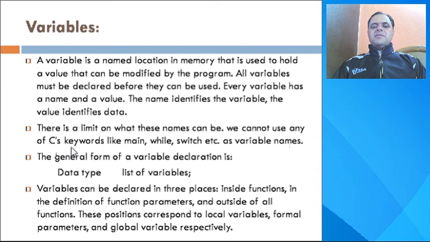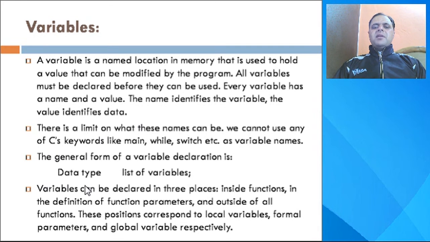We cannot use any of the C keywords like main, while, switch, etc. as a variable name. As we have discussed in my previous lecture on keywords and identifiers, a variable name can be anything other than the C keywords. For example, main, while, switch, int, float, so many keywords we have in C. So we cannot use those keywords as the name of a variable.